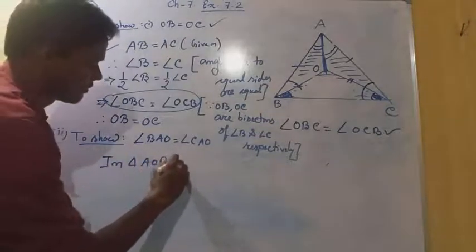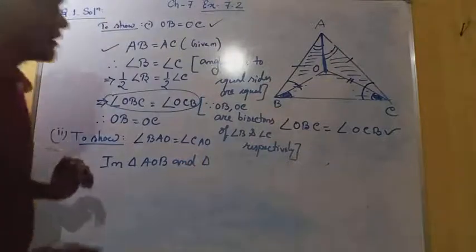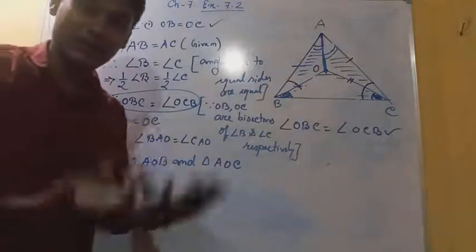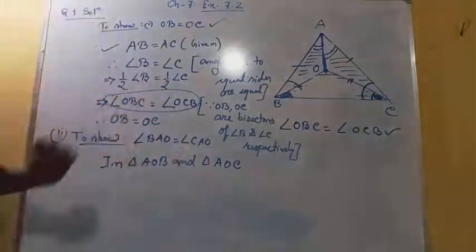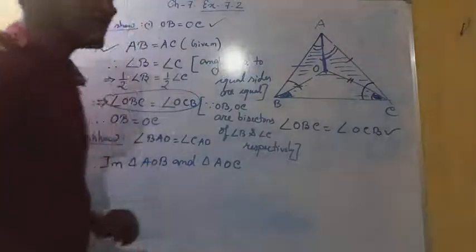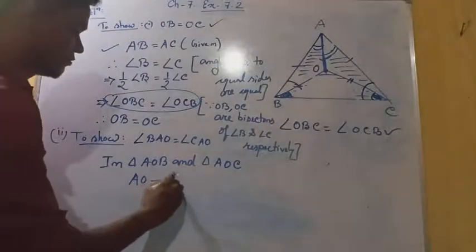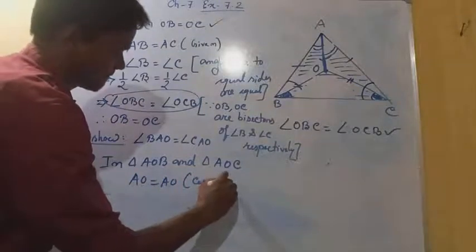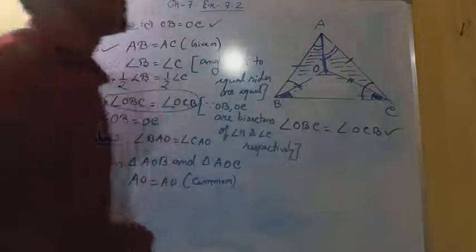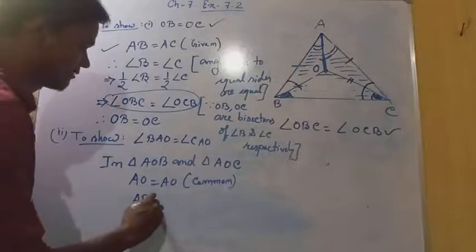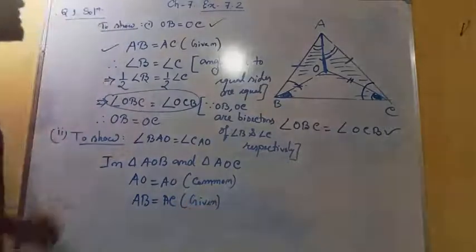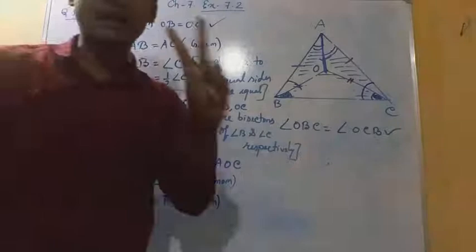In triangle AOB and triangle AOC, both the triangles I can consider. Now just write down the equal parts. Whatever equal parts you have, note them down. Three pieces of data should be there. Let's look. For both triangles, straight away AO is common. So I can write AO is equal to AO, common. Next, I can write this AB side is equal to the side AC, which is given in the beginning itself. It is given that it is an isosceles triangle. AB is equal to AC, given. Two sides I have got.